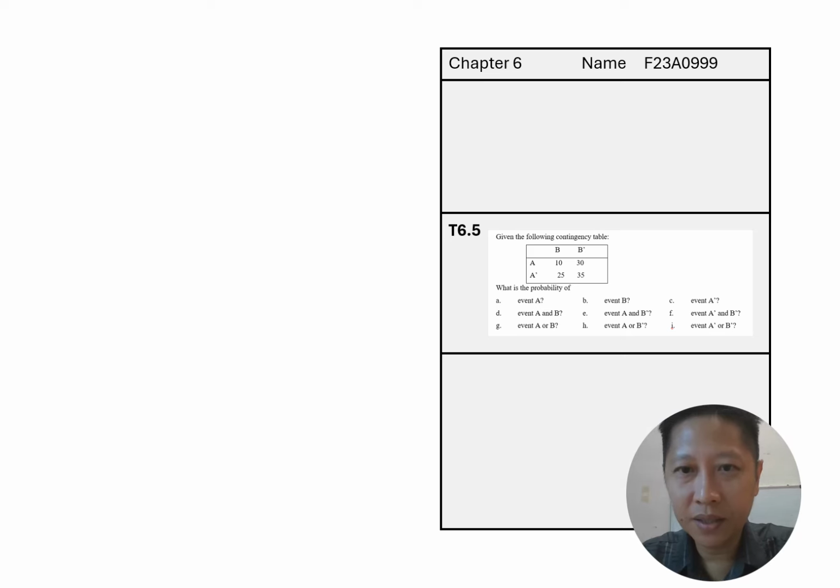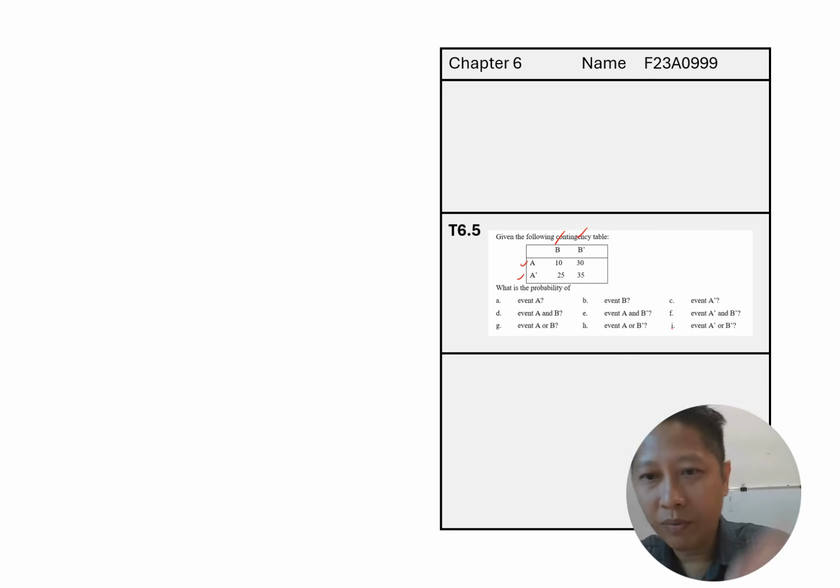Second question under 6.5. We are given one contingency table, and the table shows us the number of the event A, complement of event A, event B, and complement of event B. When we are given this kind of table, we need to find the total for A, B, complement A, complement B, and also the whole total.